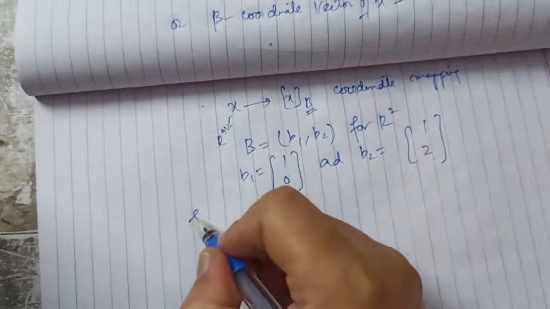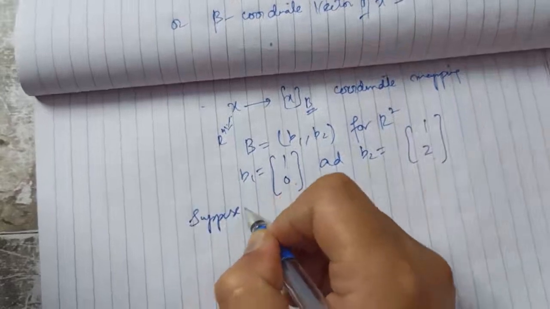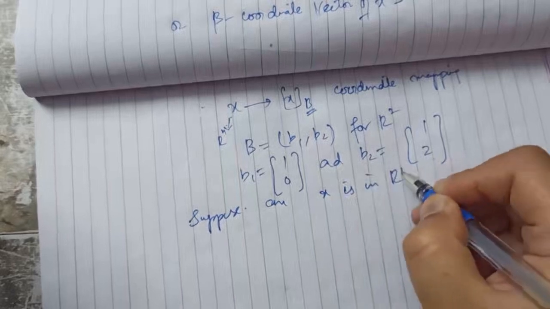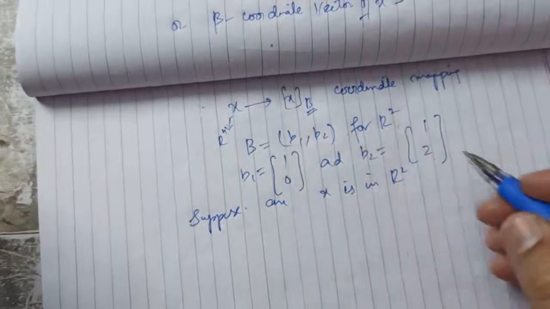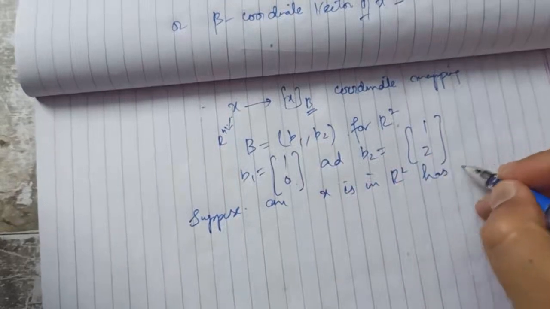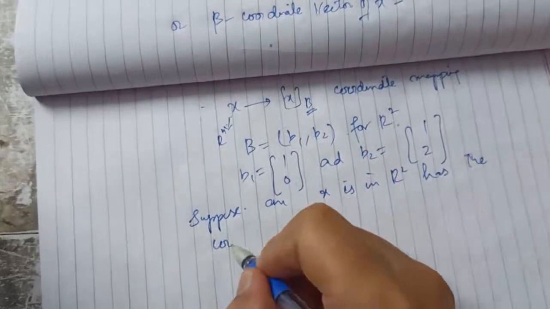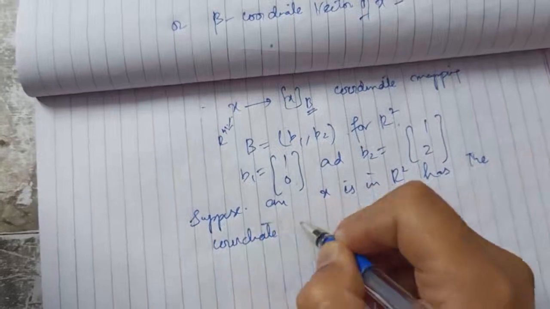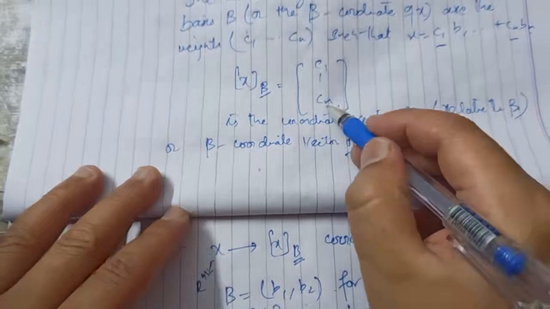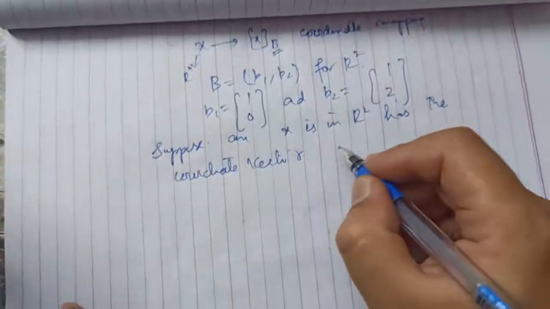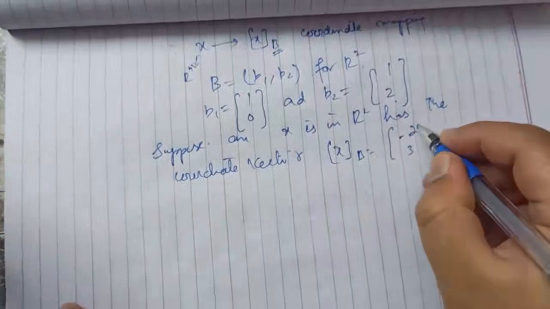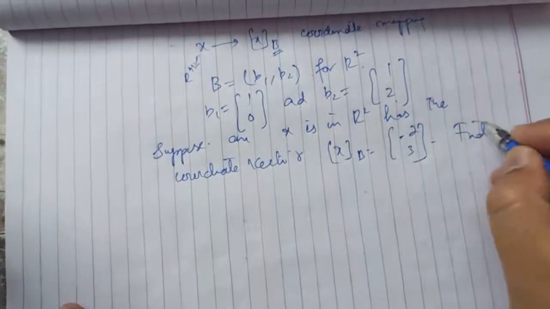Now suppose an x is in R square, because these are basis vectors for R square, and it has the coordinate vector, which is x of b equal to (-2, 3). What you have to do is find x.